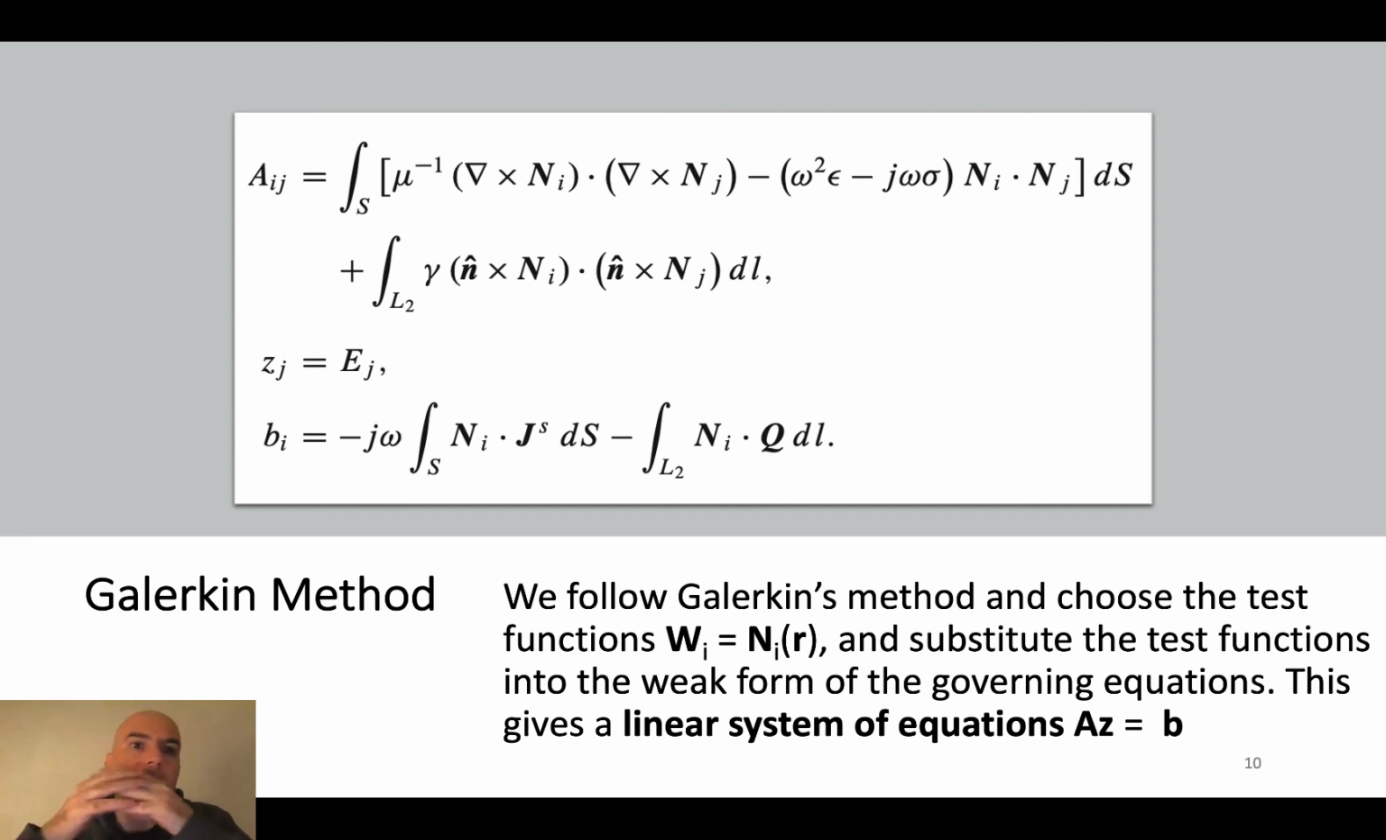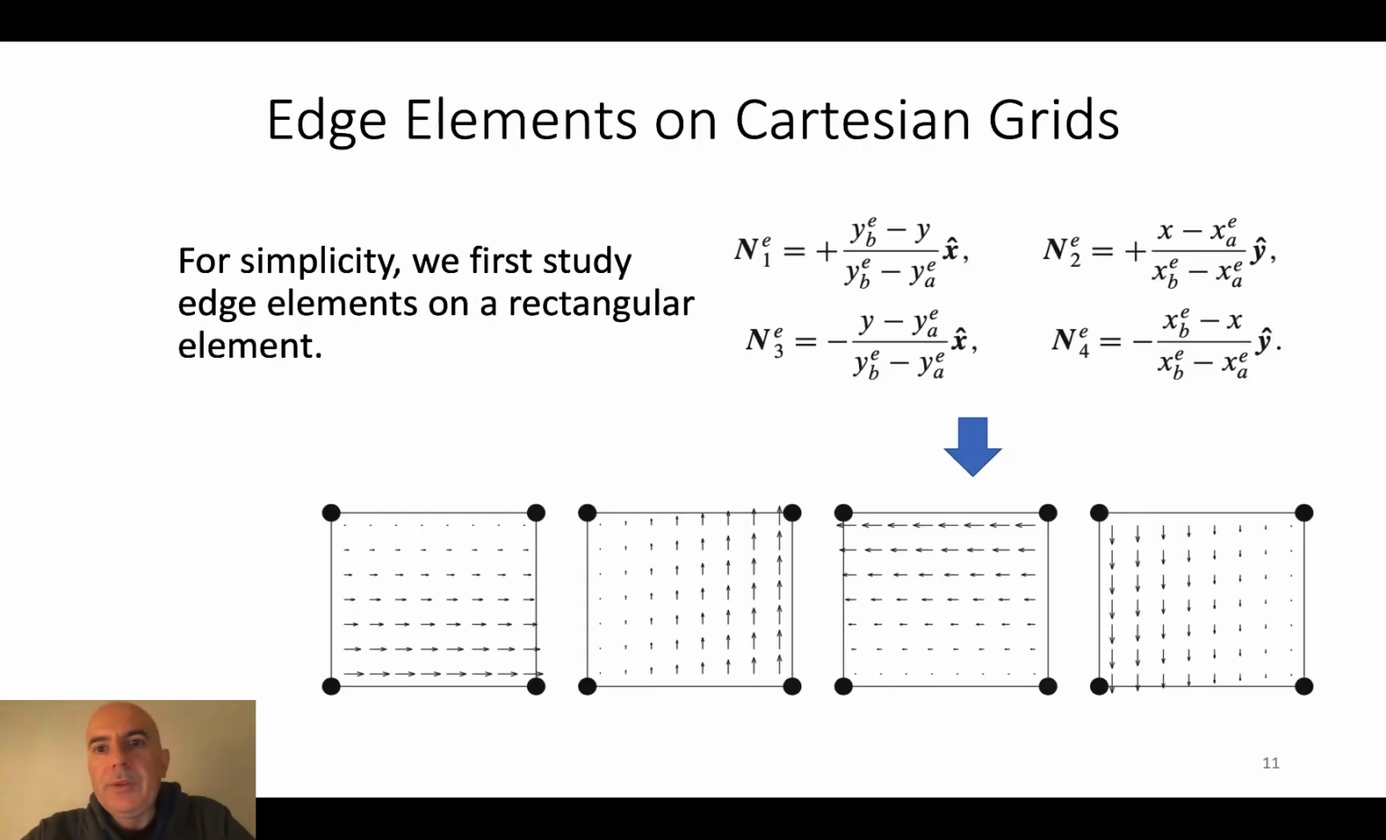So what we're going to do here is basically derive all the coefficients for our matrix A in this form here, and then we can derive also our source term, and then we solve the linear system to calculate Z, that is the vector with all the components of the electric field. Just to give you an example, we can calculate the edge elements on a Cartesian grid.